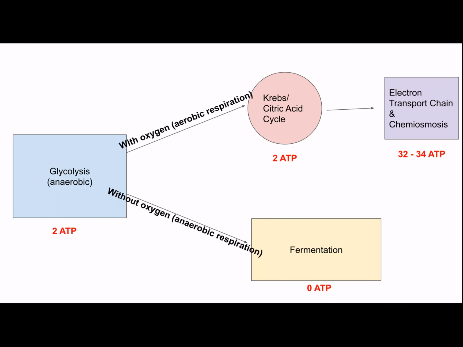Again, glycolysis does not require oxygen to occur, which is why it's anaerobic. If there's oxygen present, the cell will undergo aerobic respiration, which is that top pathway, and go on to the Krebs cycle, and then the electron transport chain and chemiosmosis. If there's no oxygen present, it'll undergo anaerobic respiration and go down that lower path to fermentation. As you can see, a lot more ATP will be produced during aerobic respiration, so obviously if oxygen is present, that would happen, but if there's no oxygen, fermentation will have to occur.